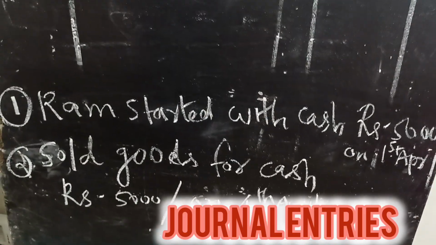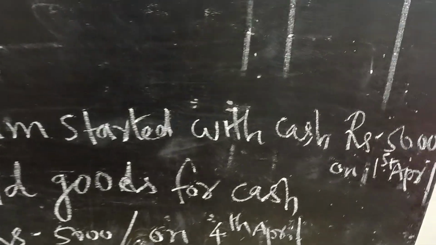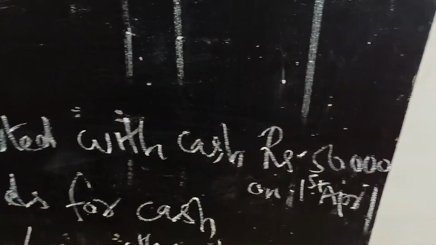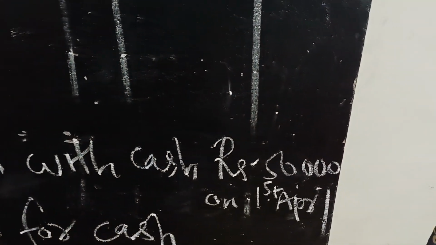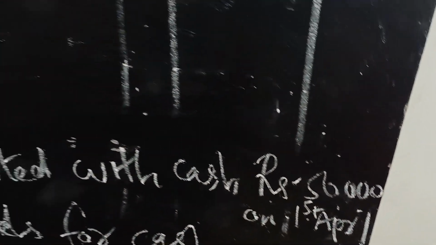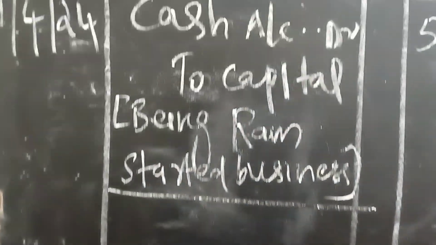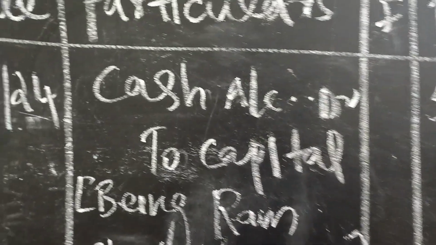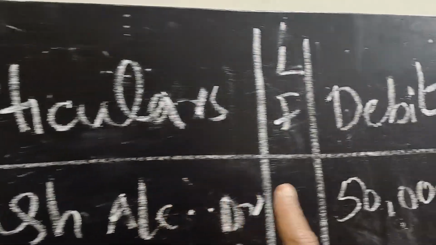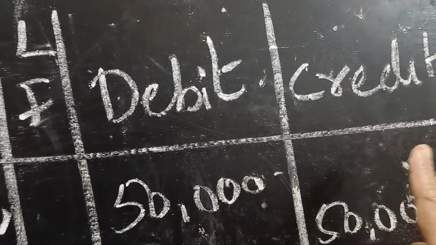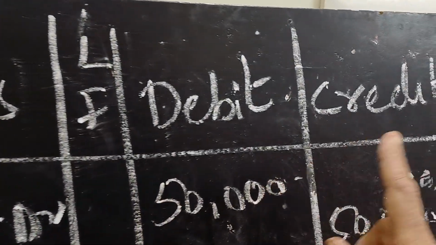At first I am starting with the journal entry. That is very simple. Ram started business with cash rupees 50,000 on 1st April. So on 1st April Ram started business with cash. Before that I'll teach you how to prepare the format of the journal entry: date, particulars, ledger folio, debit and credit.